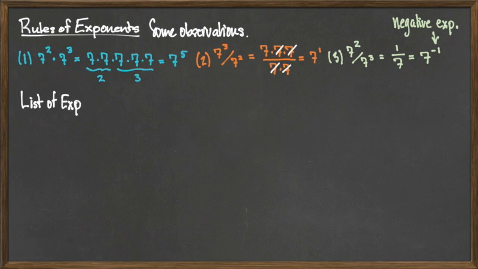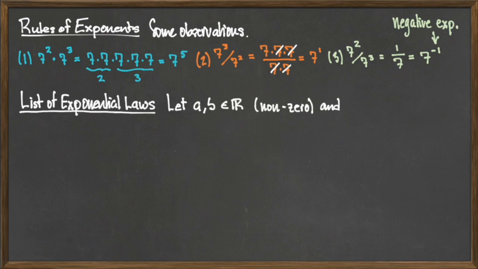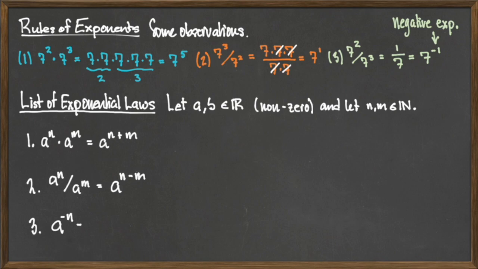Here's a list of exponential properties that can be thought of as simplification laws. So let a and b be some non-zero bases, and let m and n be exponents. Our first rule says that when I multiply two exponential terms with the same base, the exponents add with one another. Our second rule says that when I divide exponential terms with the same base, our exponents subtract from one another. And our third rule tells us how to work with negative exponents. Typically this means changing my location in the fraction.